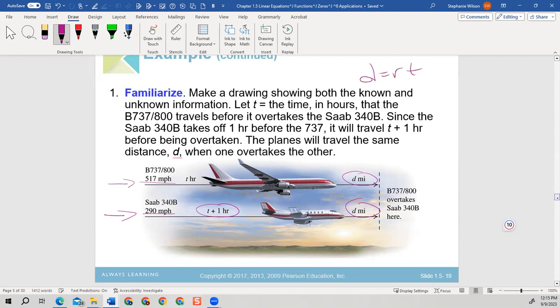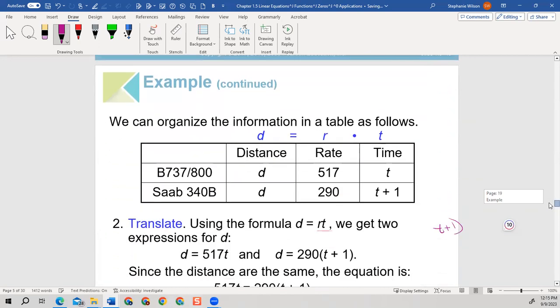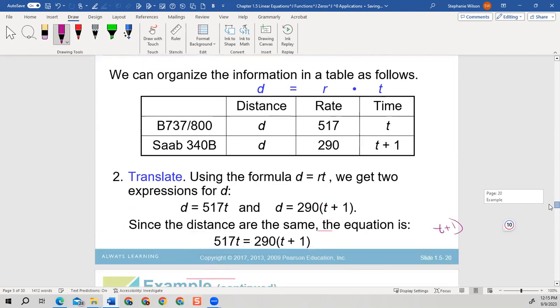So in this first one here, we would have D is equal to 517 times T. And then this one here would be D equals 290 times (T plus 1). Okay, so now we got that. You can set up this table like this if it helps you. I'd encourage you, whatever works for you. So we have two equations and we're going to set them equal to each other and solve. I'll give you a second to write that down as well.